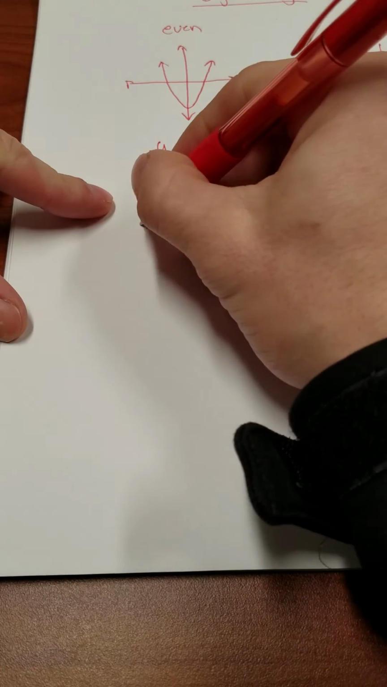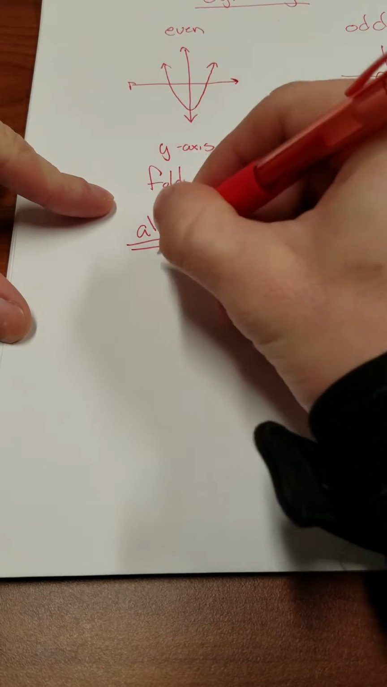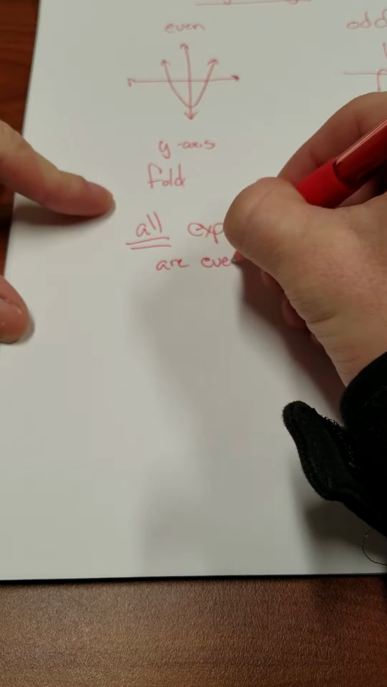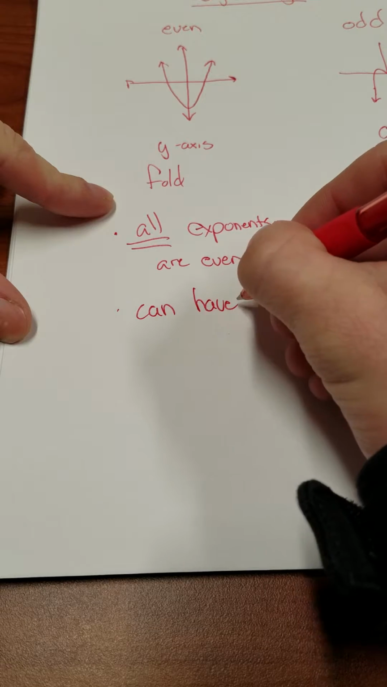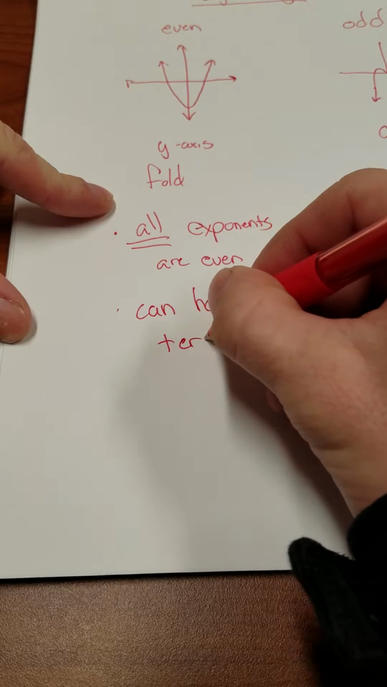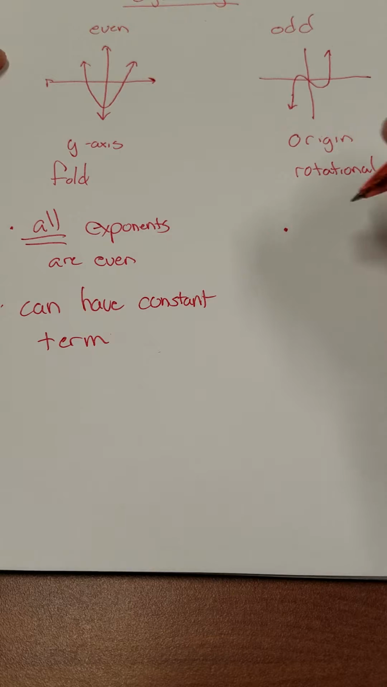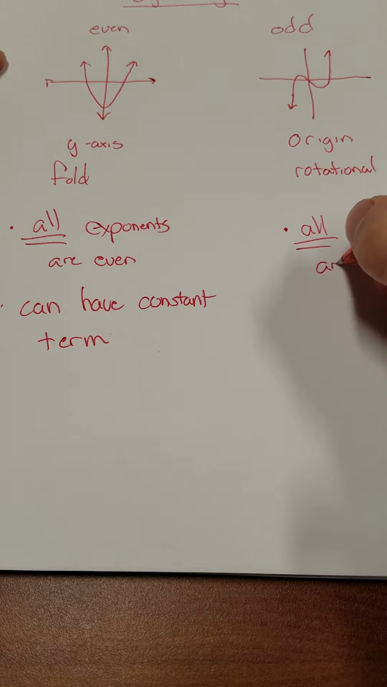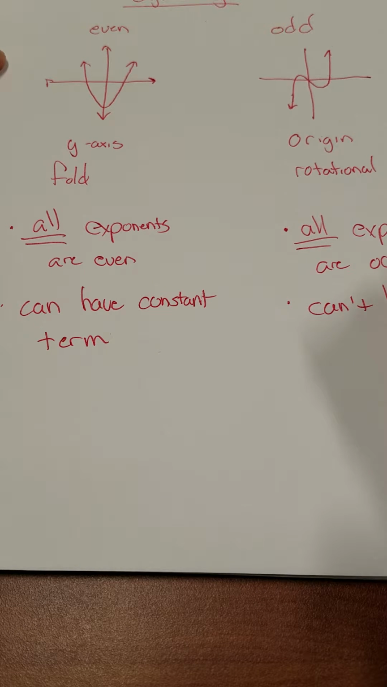If it's even, all exponents are even. This one can have a constant term. Constant terms are numbers that do not have variables behind them. Odd. Well, as the name says, all exponents are odd. This one can't have constant terms.